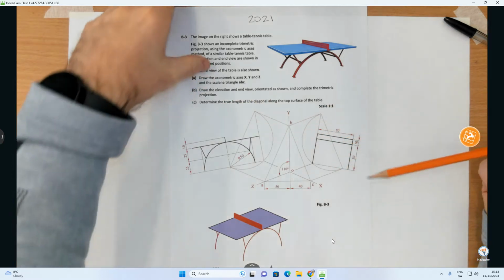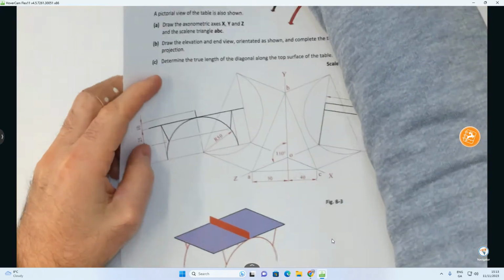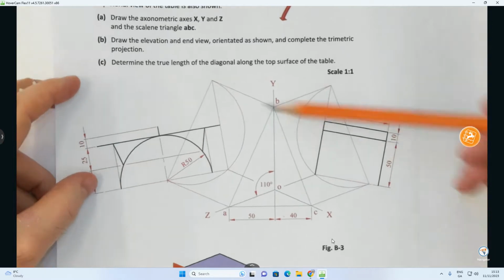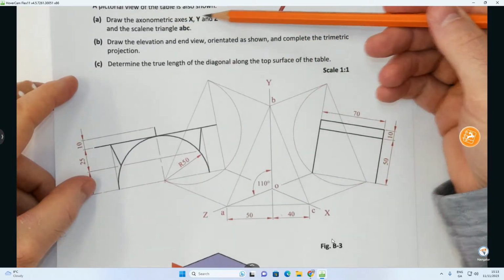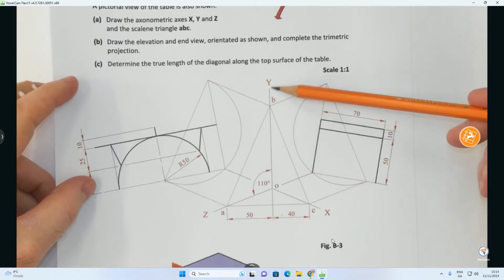And then part C, determine the true length of the diagonal along the top surface of the table. So to start off with the question, we just have to look at the information given to us. Part A, draw the axonometric axes X, Y, and Z. So the X-axis, the Y-axis, and the Z-axis.